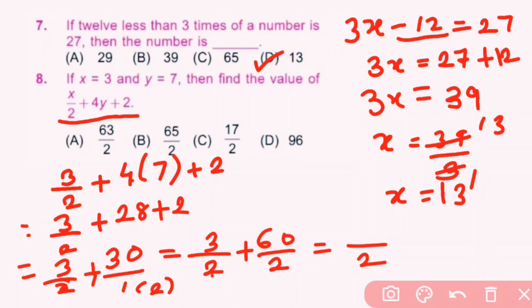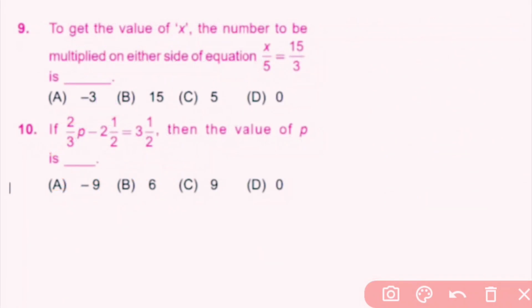3 plus 60 is 63. So our answer is 63 by 2. A is the correct answer.